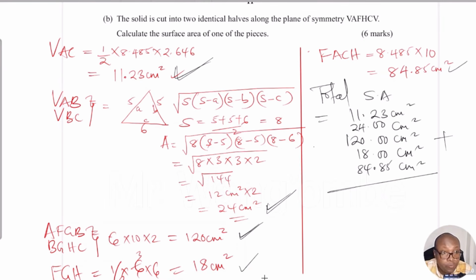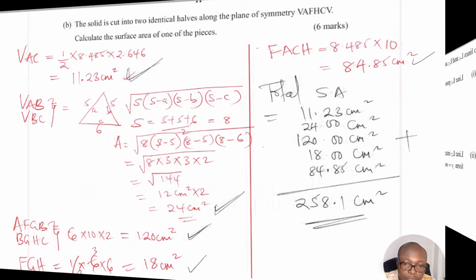So we add everything: 11.23 plus 24 plus 120 plus 18 plus 84.85. So that gives 258.1, correct to 4 significant figures, centimeters squared. And that is how you're supposed to solve that question.